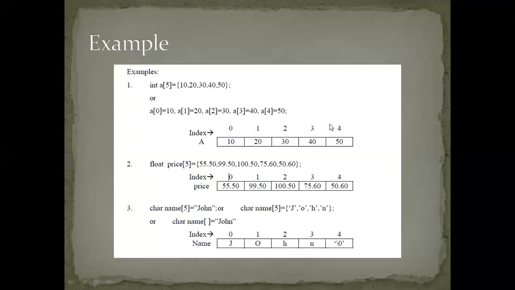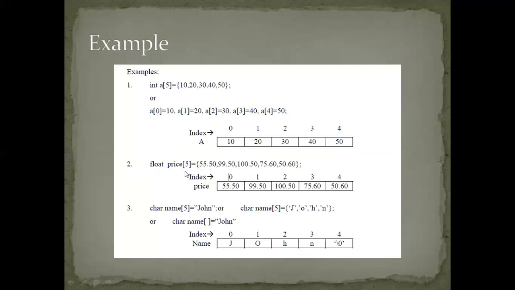The same thing, how we can represent in the memory location: index value is 0 to array size minus 1. We have the array size 5, that's why we have taken 0 to 4. Next, what is the name of the array? Name of the array is A, and values are 10, 20, 30, 40, and 50. Is that clear?